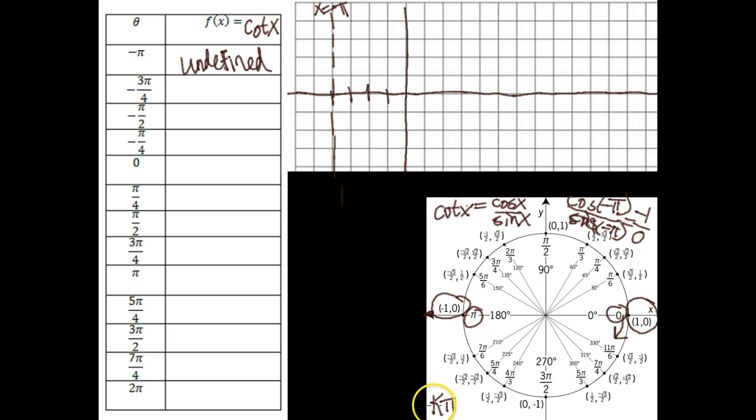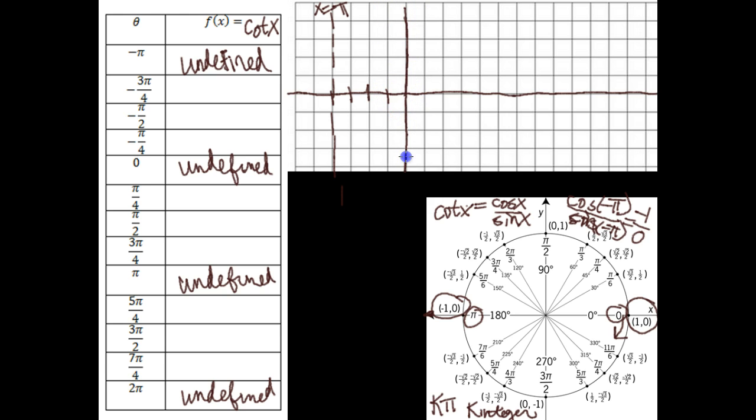If it was 0, it would be at 0. If it was 1, it would be 1 pi. If it was 2, it would be 2 pi. If it was 3, it would be 3 pi. k has to be an integer. That's the other thing. Okay, so in this case, we know it's going to be undefined here and undefined here and undefined here. And that also means that we have a vertical asymptote at each of those spots.